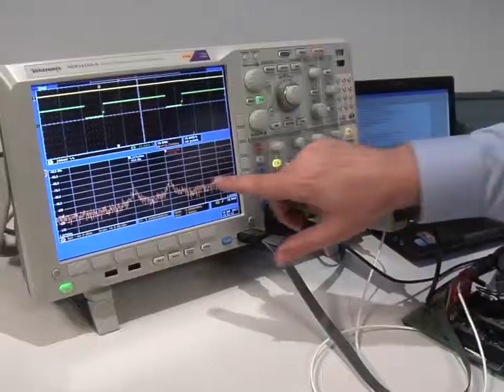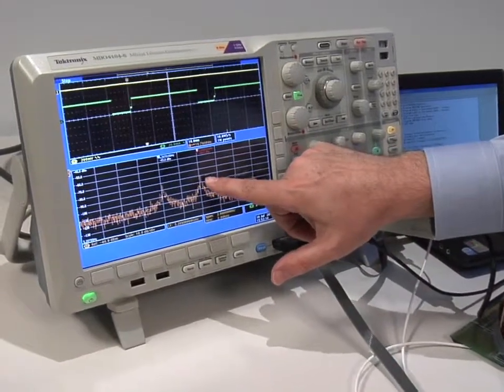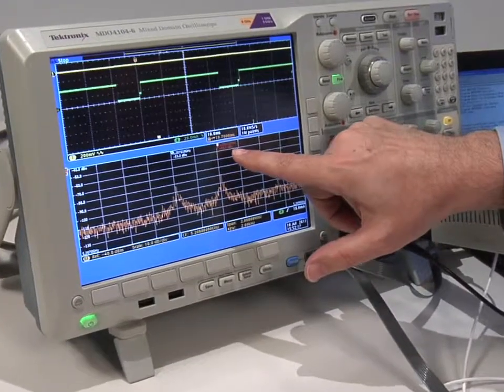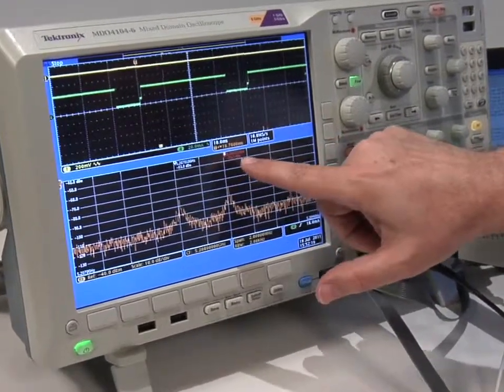We can also use this oscilloscope to look at even higher harmonics. In this case, we're looking at the sixth harmonic, which can also be a problem, but here we're seeing a very low signal level of -80 dBm, which is well within requirements.